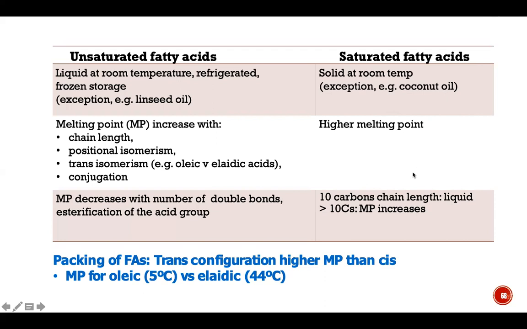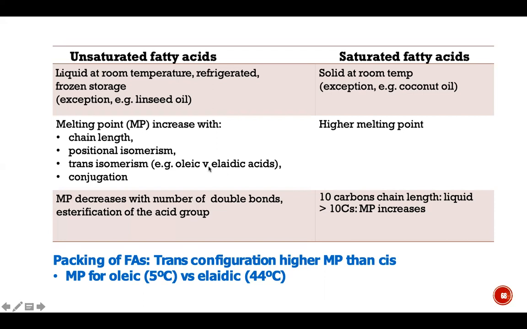Saturated fatty acid also has a higher melting point, and mostly it has more than 10 carbon chain length. Okay, or more than 10 carbons. So if more than 10 carbons, the melting point will increase. Okay.